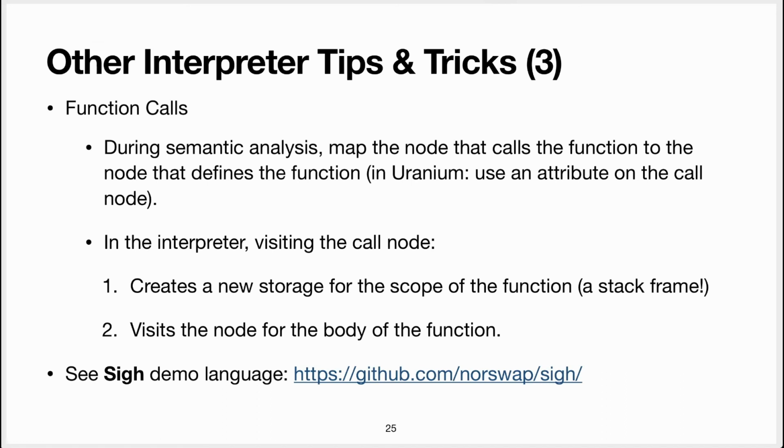So once you've done that in semantic analysis, what you need to do in the interpreter, when you're visiting the call node, is two things. First, you'll create a new scope storage for the scope of the function. And that's what we typically call a stack frame, okay, where the parameters and local variables of the function live. And once you've created this scope storage, then you're going to visit the node for the body of the function, okay, and you get this node from semantic analysis. So once again, this is what I do in my language, so you can check that for the details.